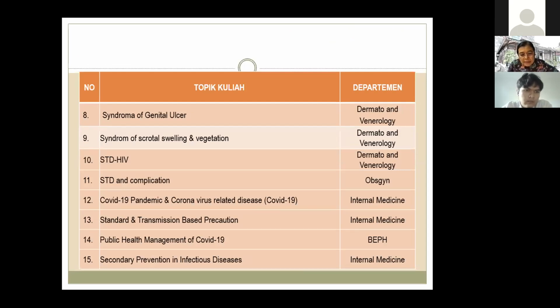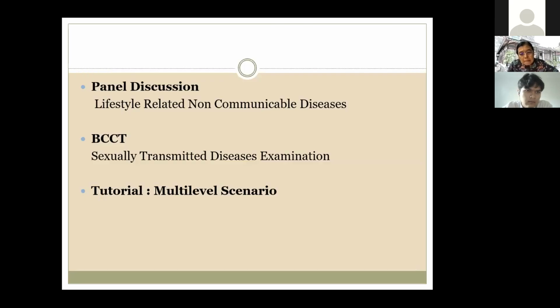From public health and epidemiology, we learn the public health management of COVID-19. And from internal medicine, we learn more about secondary prevention of infectious disease. There are 15 lectures in the third and the fourth learning unit.